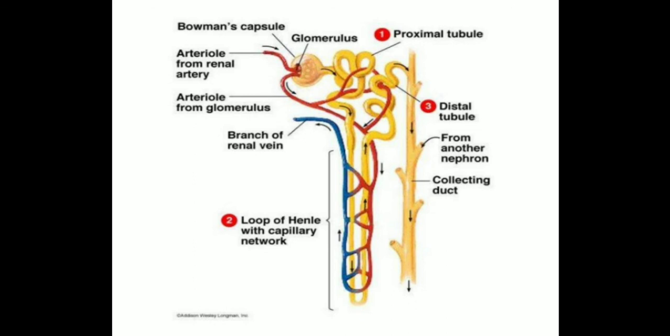So here, first of all, see the diagram of Bowman's capsule. It is made up of the glomerulus. The glomerulus is the cup-shaped structure where the afferent arteriole enters. Then the proximal convoluted tubule is next to Bowman's capsule. Second is the loop of Henle. One side is known as the ascending loop, the second side is known as the descending loop. Third one is the distal convoluted tubule, that is the next part to the loop of Henle, and lastly it is the collecting duct.